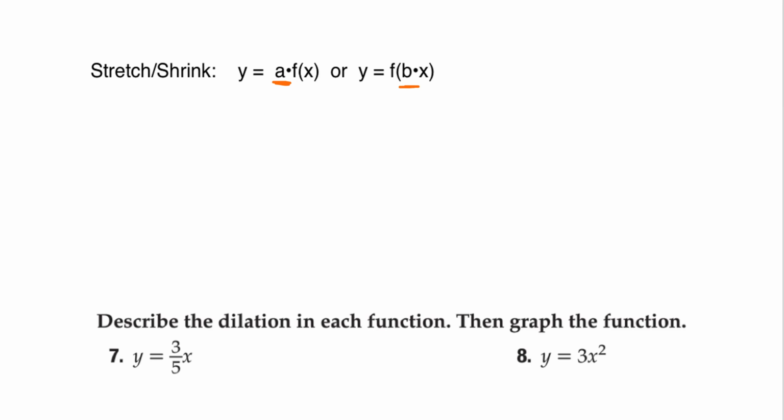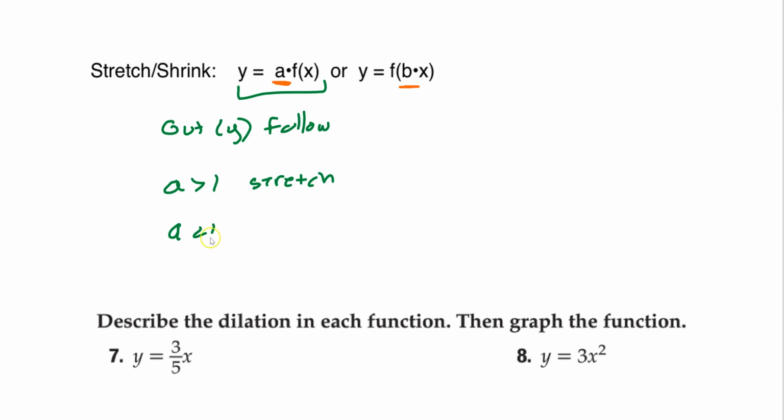So let's talk about the outside one first. Hopefully by now you can notice, if it's on the outside, it's going to affect the y values. So right, outside y follow. So basically we're going to multiply y values by a. Now the general idea is this. If a is bigger than 1, call that a stretch. It makes your numbers bigger. If a is less than 1, but bigger than 0, it's a shrink. I don't really care about the sign. If I see a -3, that means it's a flip. It doesn't do anything else to me. If it's a 3, it's a stretch. If it's a -3, it's a stretch with a flip. So we only care about positive values.